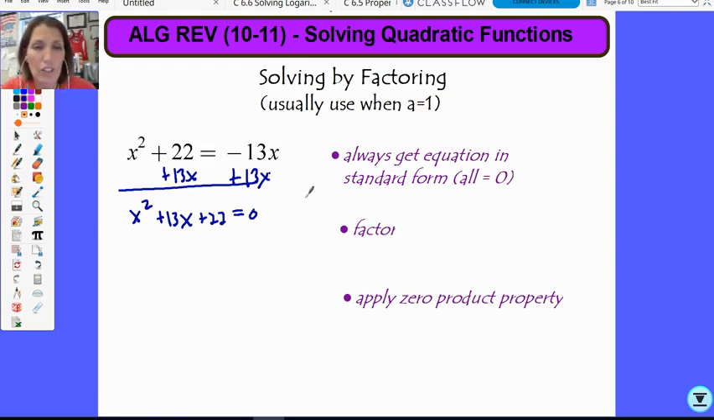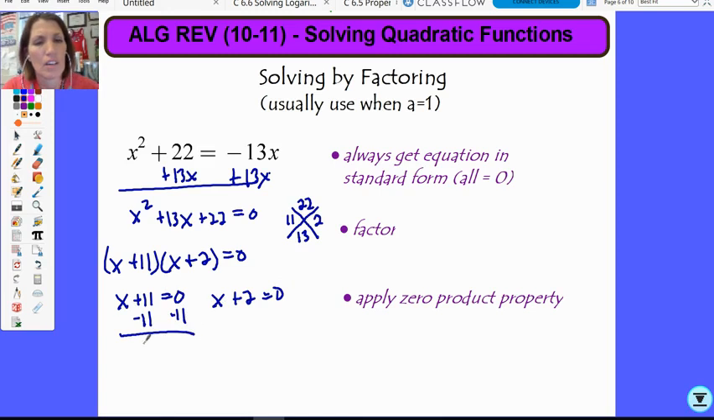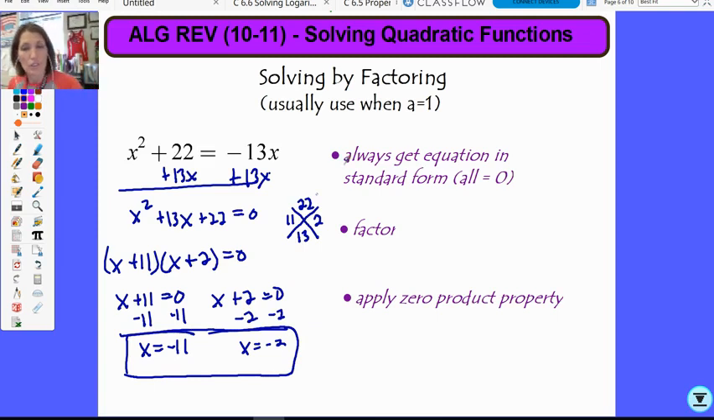Now I want to find out what our factors are. So factors of 22 that multiply to give us 22 and add to give us 13. That's easy. That's 11 and 2. Right? So there's just one combination. So x plus 11 times x plus 2 equals 0. And since both of those factors multiplied together equal 0, we know that x plus 11 must be equal to 0, or x plus 2 must be equal to 0. So then we're just going to solve: x must be equal to negative 11, or x must be equal to negative 2. So those are our two possible solutions. x equals negative 11 or x equals negative 2. Okay?